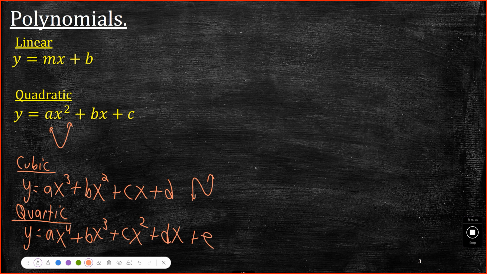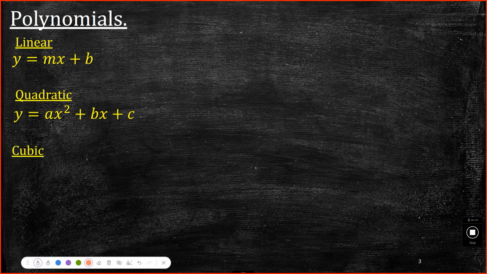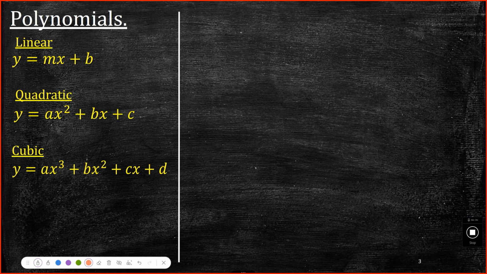I think you get the point. A quintic is going to go y equals ax to the fifth. I'm going to stop. You all get it? So we have a linear, quadratic, cubic, quartic, and then I don't even know what they're called. All right, whatever.